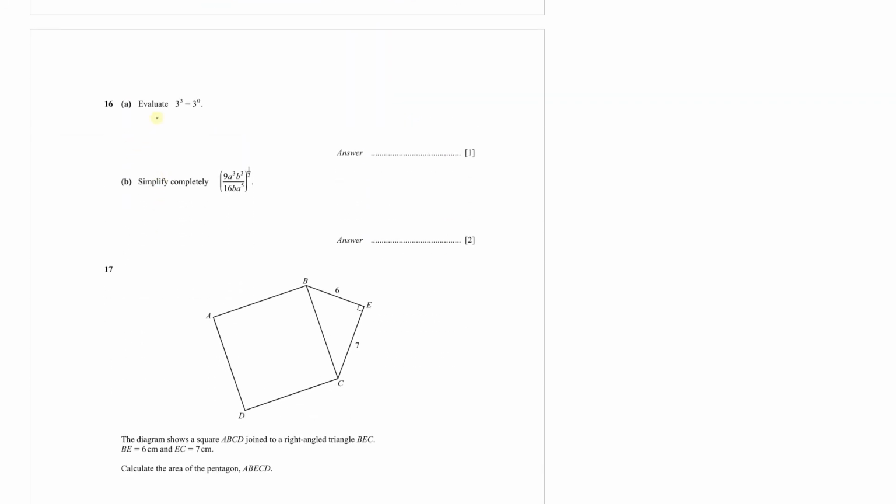Question number 16, part A is evaluate 3 cube minus 3 power 0. So we know that 3 cube will be 3 times 3 is 9, and 9 times 3 is 27, and 3 power 0 will be 1. So this will be 26.